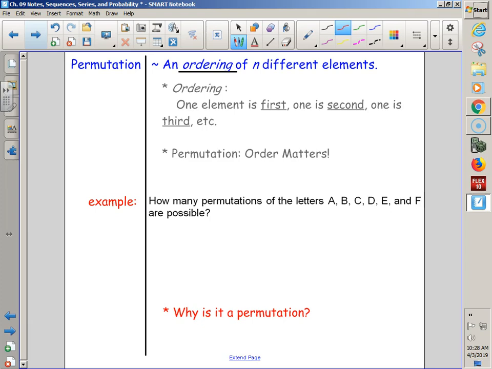So let's think about it if you see the word permutation, and you're like, wait, why are they asking how many permutations? You can replace it with words like arrangements or orders or orderings. Arrangements or orderings. Permutation, those are some synonyms, things that mean the same. How many permutations, how many arrangements, how many orderings of the letters A, B, C, D, E, and F are possible?